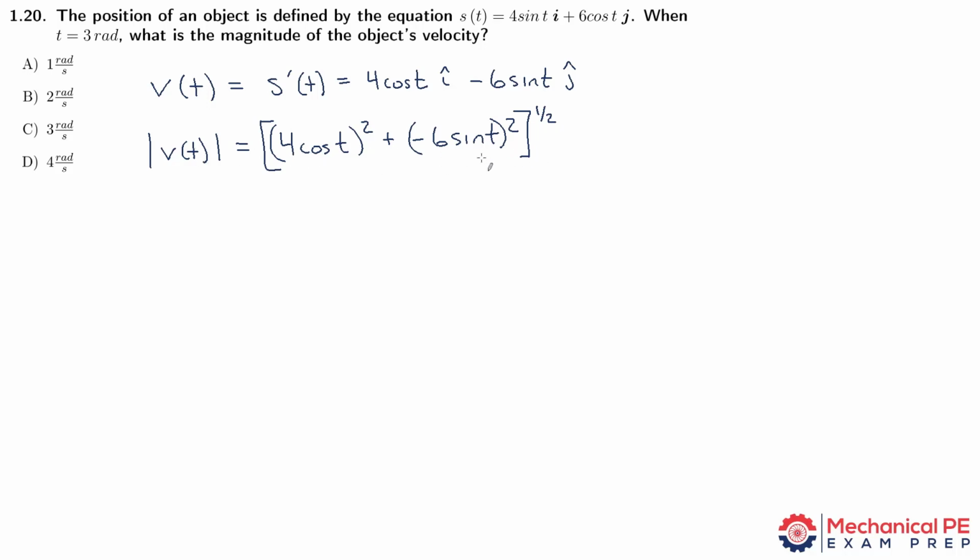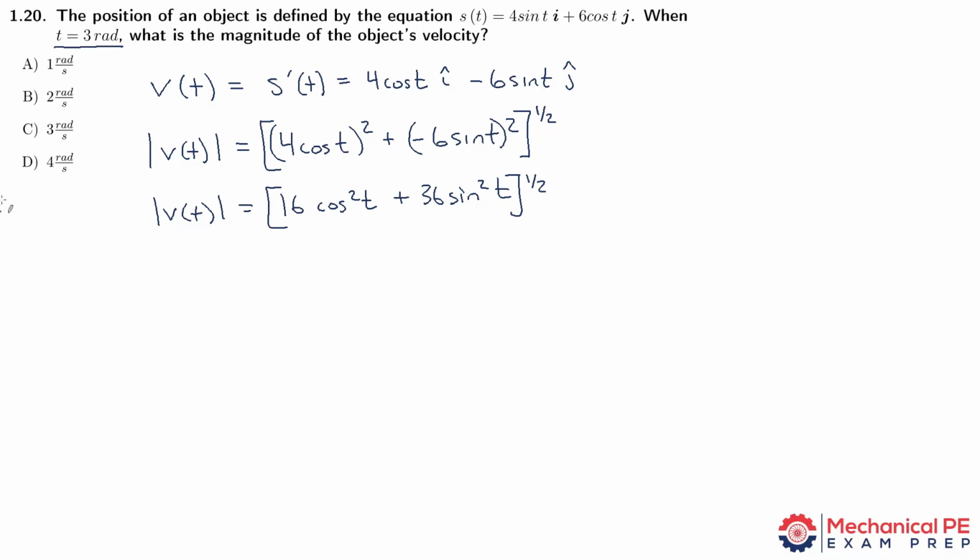So let's actually do the algebra at least inside the brackets. We can say the magnitude of v is 16 cos squared t plus minus 6 times minus 6, 36 sin squared t, and that all still needs to be under a square root. So that's as simple as we're going to be able to get it in terms of t. At this point, the only way forward is to make the substitution. This is a general equation for the magnitude of the velocity in terms of t, but we want to actually specify numerically what the magnitude of the object's velocity is at a particular value of t, and that value is 3 radians.